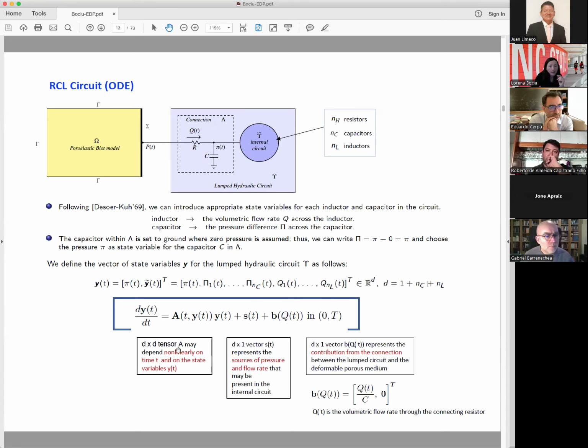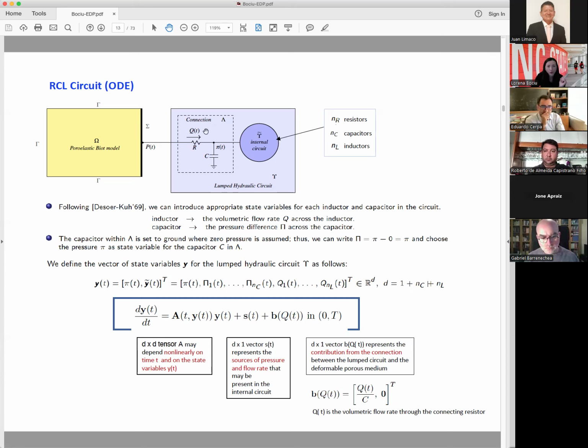So A is a d by d tensor that may depend nonlinearly on time and also on the state variable Y. S is basically a source. It's a d by 1 vector representing the sources of pressure and flow rate that may be present inside this internal circuit. And the last term is really where you see the contribution from the connection between the circuit and the BO model. So this is a function of Q.